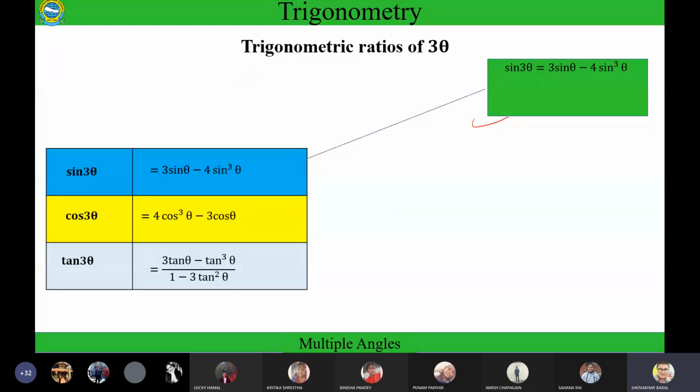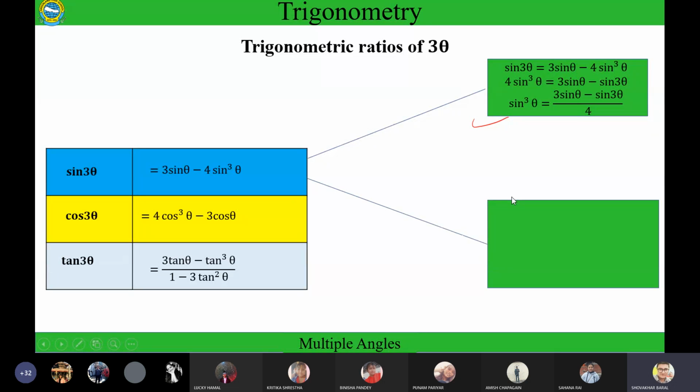Sin 3 theta is equal to 3 sin theta minus 4 sin cube theta. And whenever I talk about sin cube theta, I will be using this formula: sin cube theta is equal to 3 sin theta minus sin 3 theta by 4. And also for the next one, cos 3 theta is equal to 4 cos cube theta minus 3 cos theta. Cos 3 theta plus 3 cos theta is equal to 4 cos cube theta. And if we simplify further, we get cos cube theta is equal to 3 cos theta plus cos 3 theta by 4. I hope all of you know this formula.